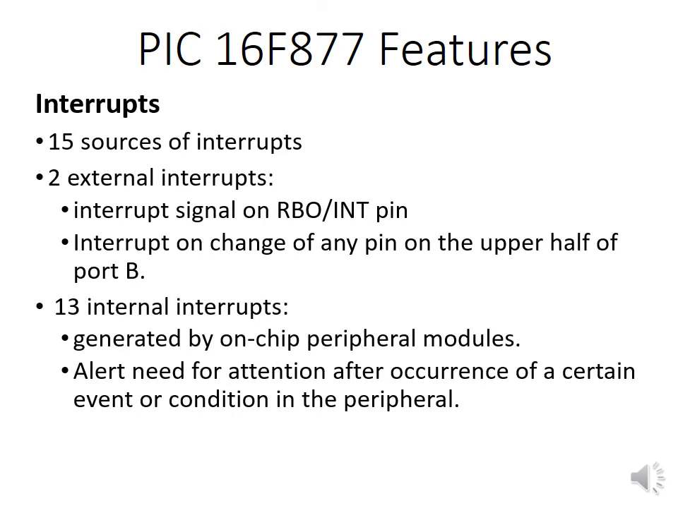There is a total of 15 sources of interrupts on the PIC16F877. 2 of these interrupts are external interrupts. These are indicated by signals or changes of signals on the relevant pins on the microcontroller. The other 13 are internal interrupts. These are generated by on-chip peripheral modules. They are used to alert the need for attention after occurrence of a certain event or condition in the particular peripheral. The internal interrupts make it a lot more convenient to run the on-chip peripheral modules.